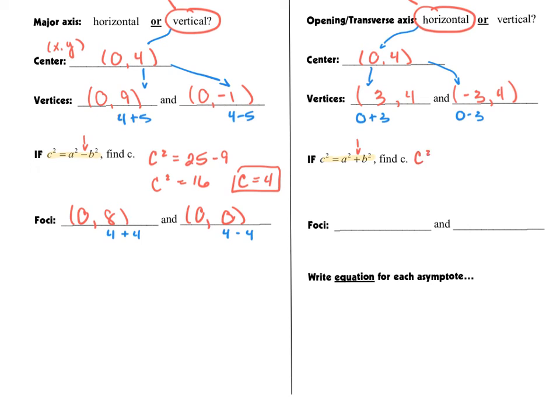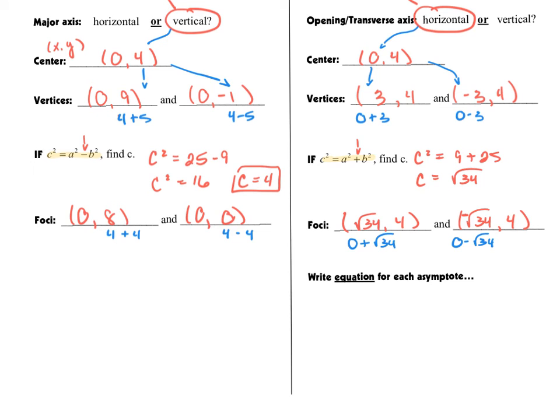So again, we're going to have a C squared. At this time, we're adding, so it doesn't matter what order you do it. So I'm going to say 9 plus 25. So I'm going to get a C value of the square root of 34. So just like on the vertices, we're going to add and subtract from our x-coordinate this time. So I'm going to end up with 0 plus the square root of 34 and 0 minus the square root of 34, which of course I don't have to write the 0. So I have square root of 34, comma 4, and negative square root of 34, comma 4.